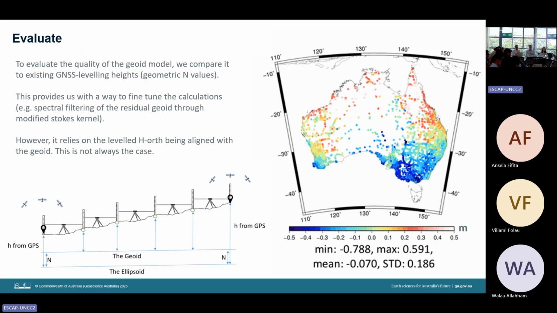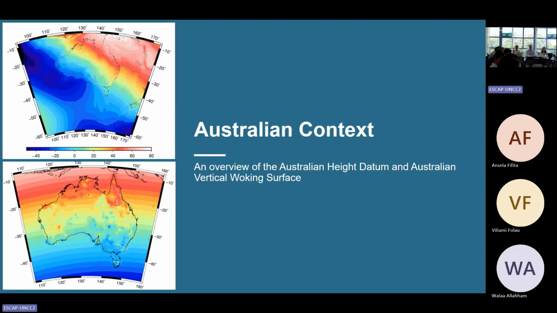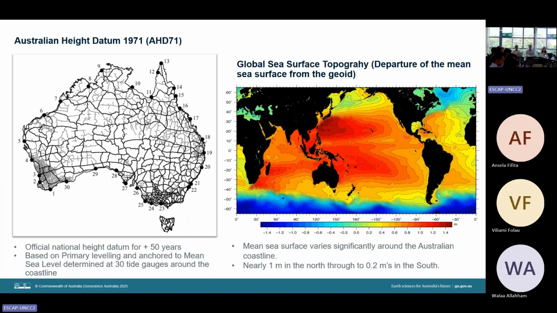It's basically tying back to that issue that I mentioned earlier of the mean sea surface being used to establish AHD. It's embedded deeply within the AHD, the Australian Height Datum, the leveled heights, and it causes a great deal of difficulty when we come to do these comparisons. So just to dive a bit deeper into this, I've got a few slides on the Australian context.